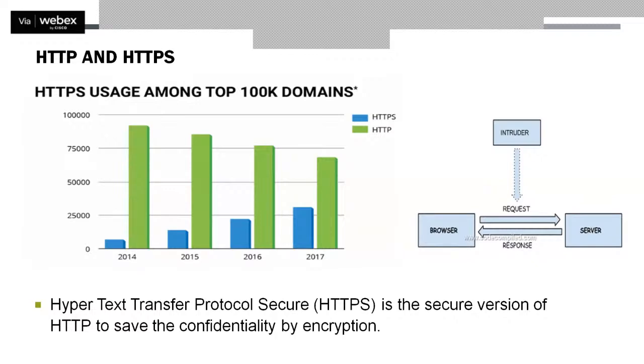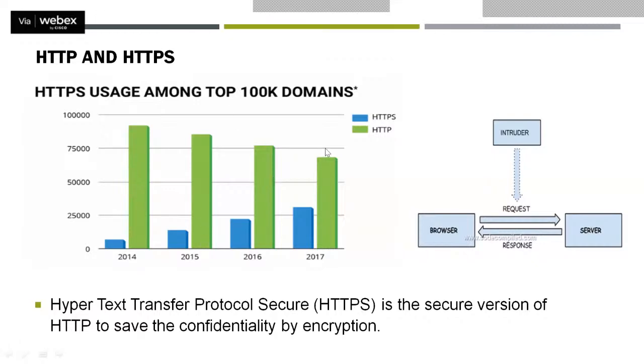Okay, so this graph represents the usage of HTTP and HTTPS. You can see that over the last few years the use of HTTPS has increased, but it has still not reached the usage of HTTP. So we should get equal bars here, equal or identical bars for HTTP and HTTPS, or it should even be reversed.